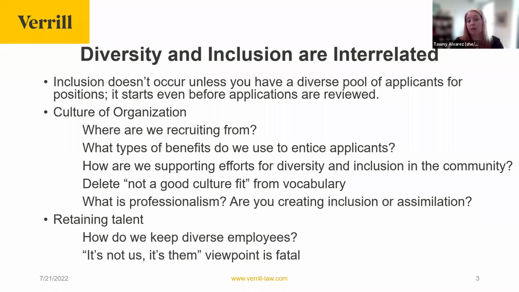There's also going to be some things that you're going to want to do in order to make sure that they don't happen again in the future. And one of those things is deleting the term "not a good culture fit" from your vocabulary, okay? Not a good fit goes back to not like me. It goes back to there's something different about this individual.